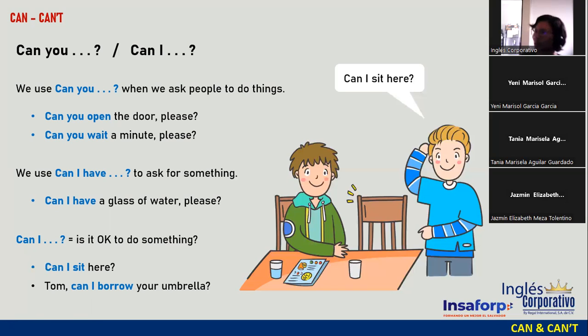We use "can I have" to ask for something. For example, can I have a glass of water, please? O me puede dar agua, un vaso con agua, por favor, ¿verdad? Can I have a sandwich, please, with a soda? ¿Verdad? ¿Me puede dar un sándwich con una soda, por favor?